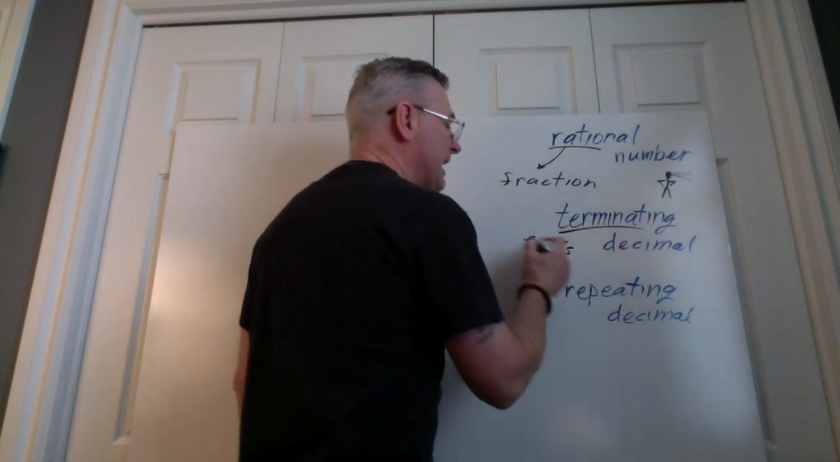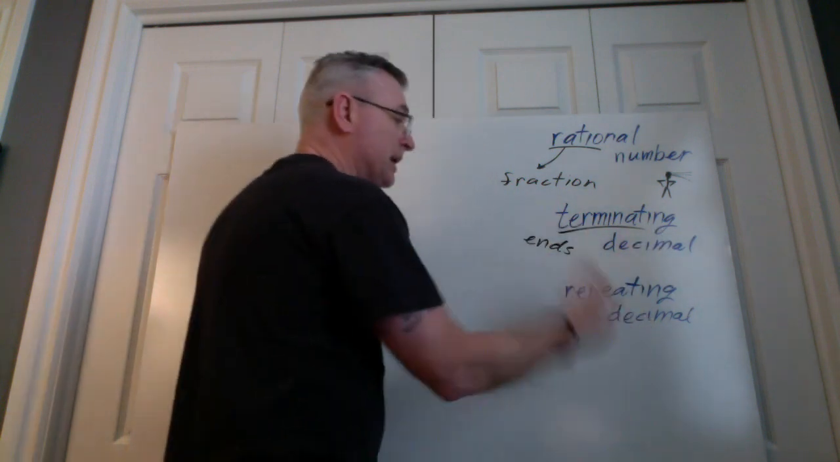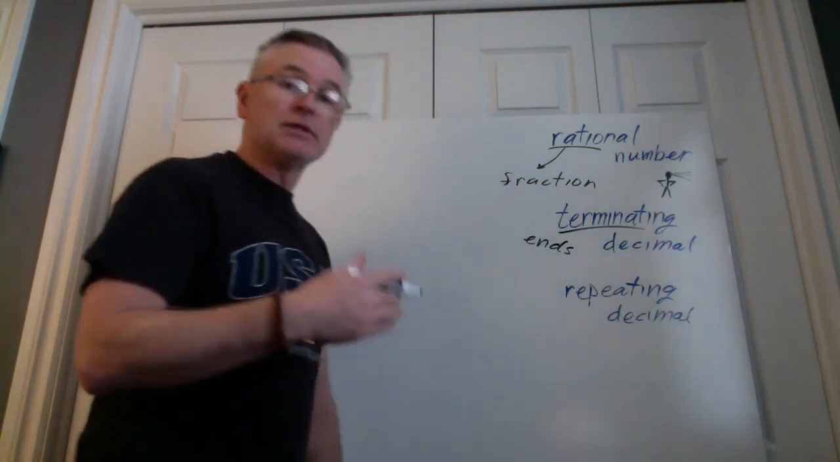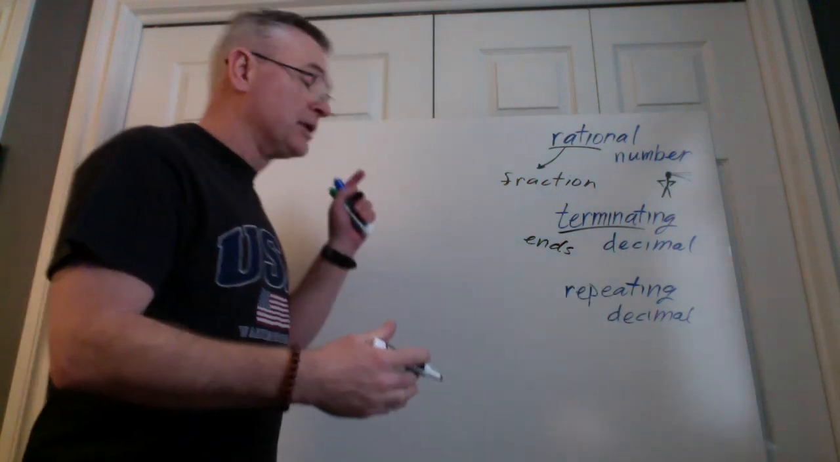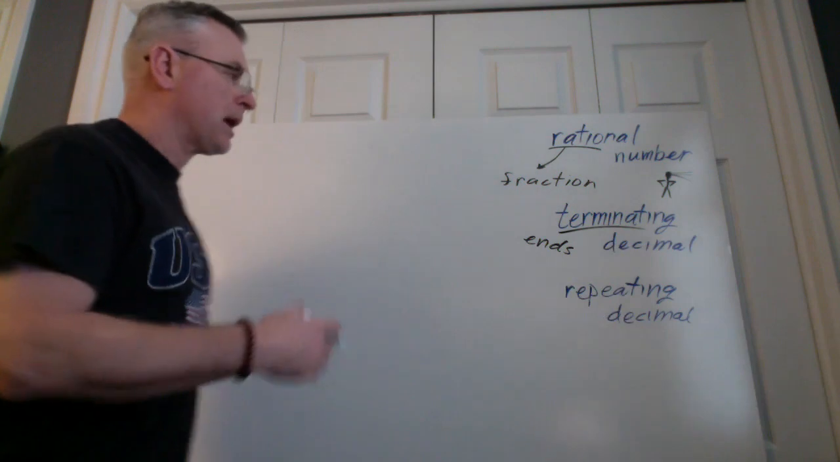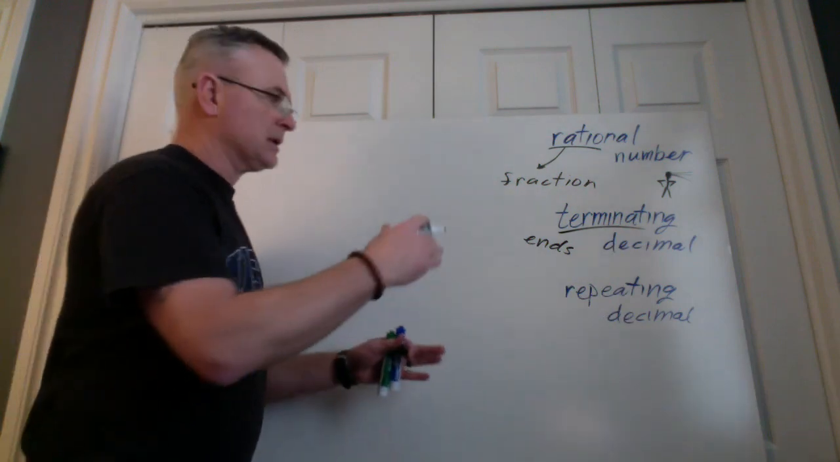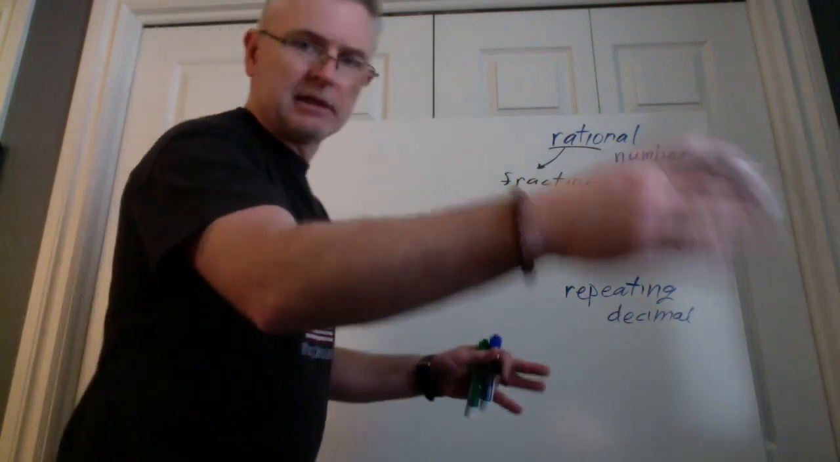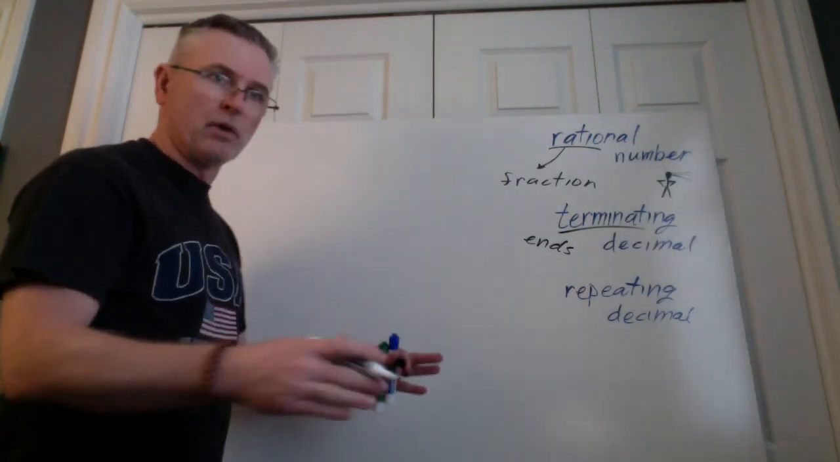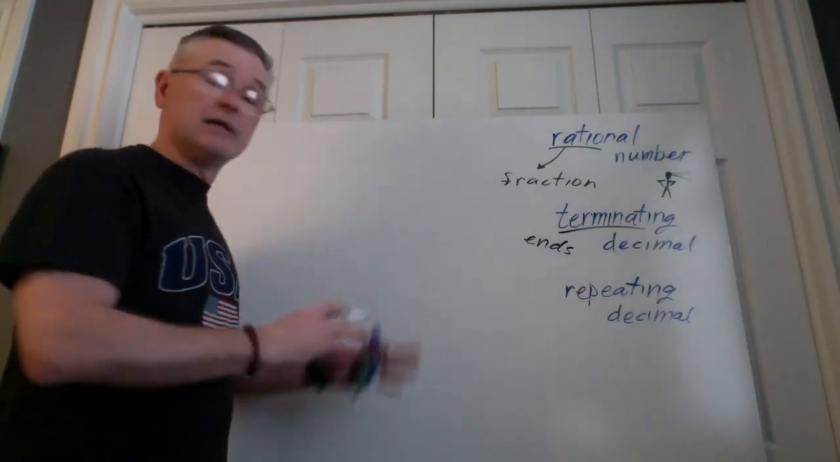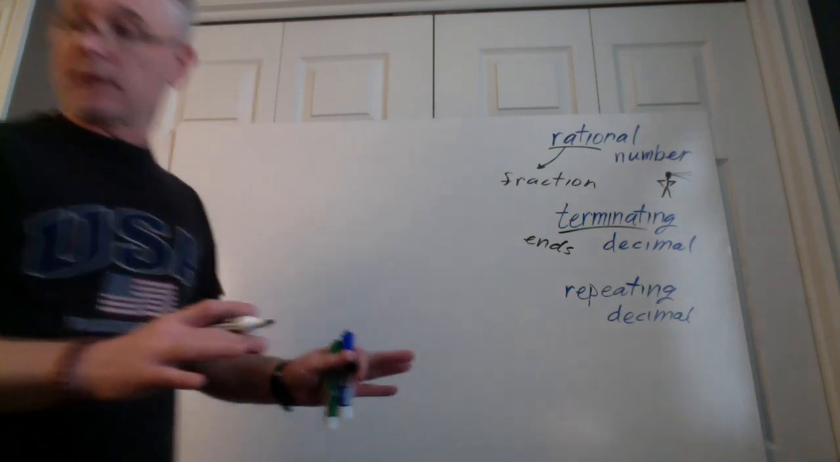Terminating decimals end. All right? Repeating decimals don't end. They just keep repeating. And by repeating, we mean like 1.666666666, something like that, or 0.11111, all the way out, and it just never stops. Okay, I'm going to give you a couple of examples of that.